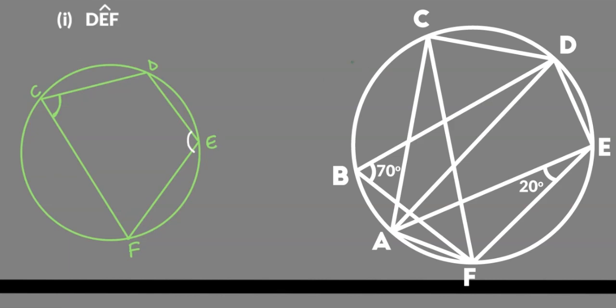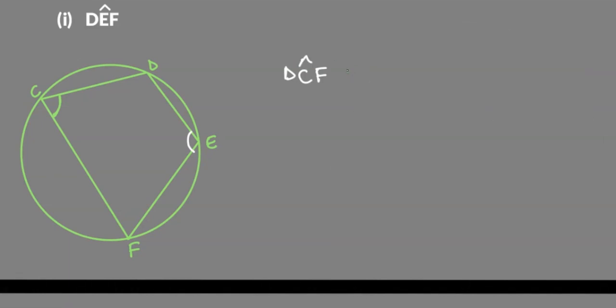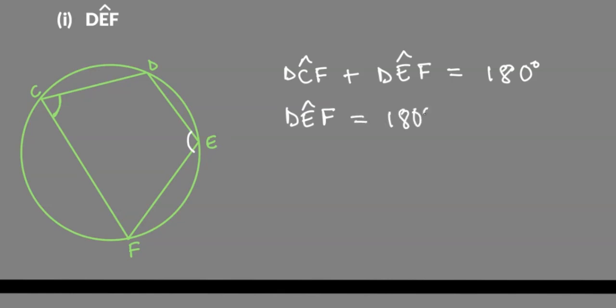Therefore, angle DCF plus angle DEF are going to add up to 180. Hence, DEF is going to be equal to 180 degrees minus DCF. We don't have the angle DCF, so that's why we need to think once more. Now, let me add more things to this diagram so that you can see how we can calculate DCF.